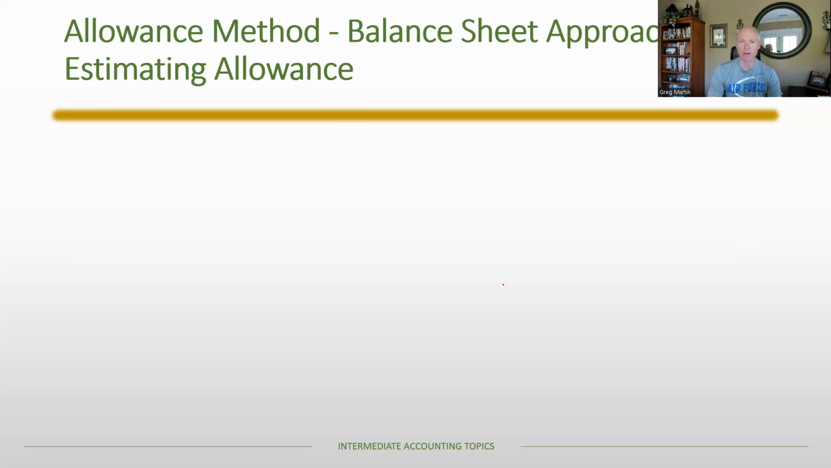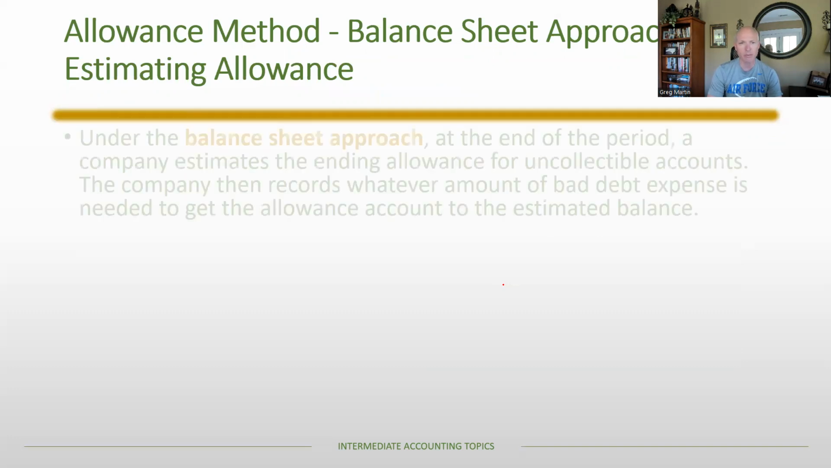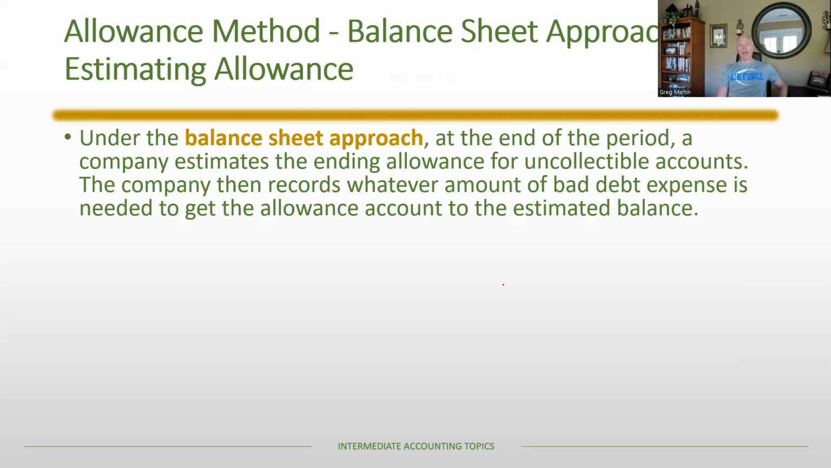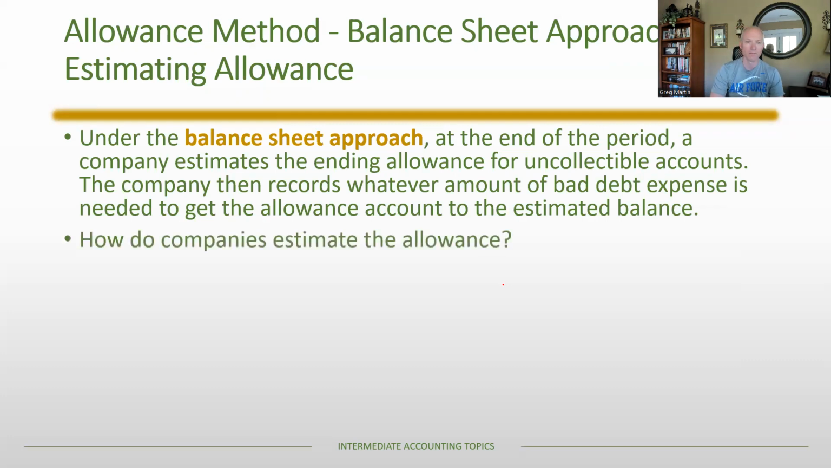And we're going to start with the balance sheet approach. The balance sheet approach basically is you look at your assets, and then you estimate what the balance in the account should be. So you say, okay, what should the balance in the allowance be? And then whatever entry I need to make will tell me what my bad debt expense is. So we're going to use the allowance method, the allowance for doubtful accounts or allowance for uncollectible accounts. We're going to use an inferred balance in order to back into the bad debt expense using this balance sheet approach.